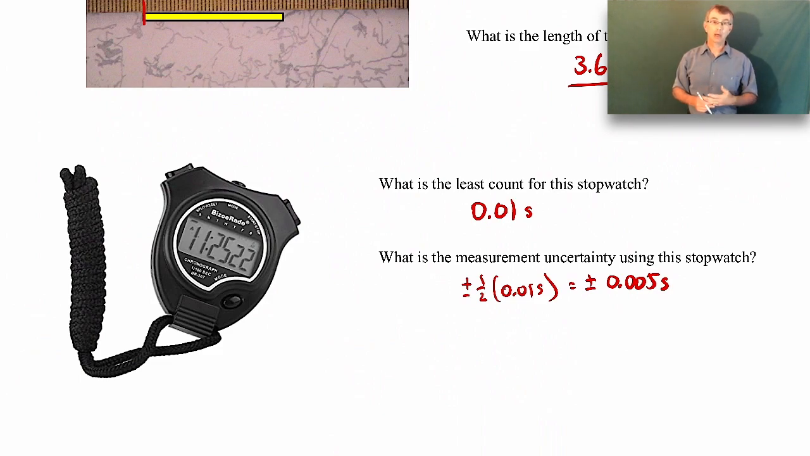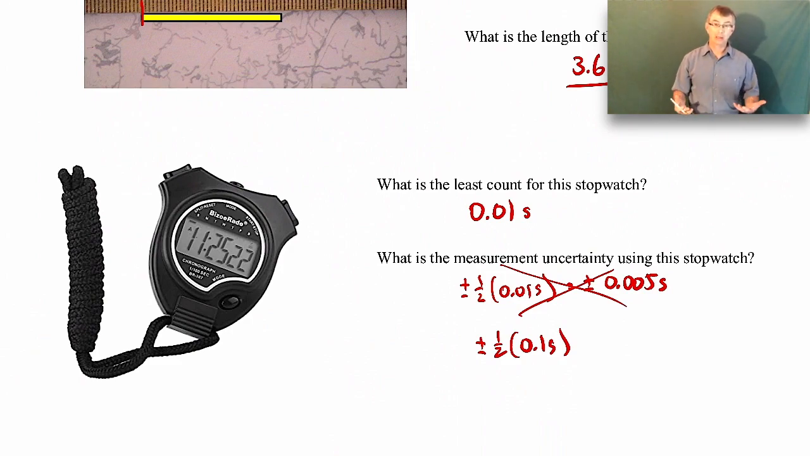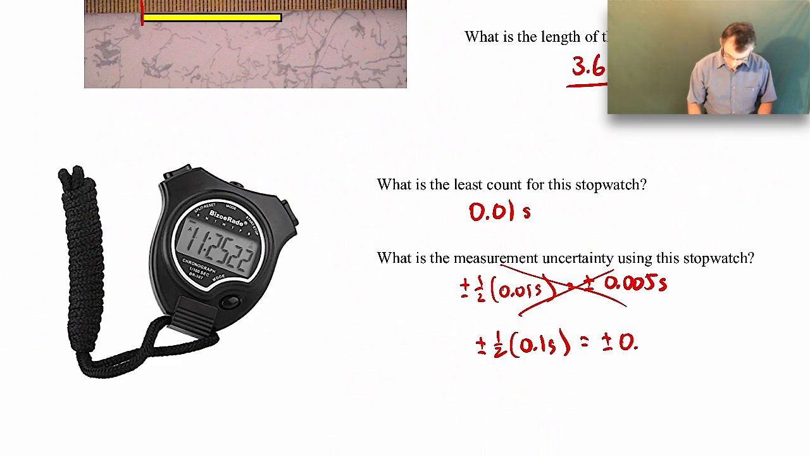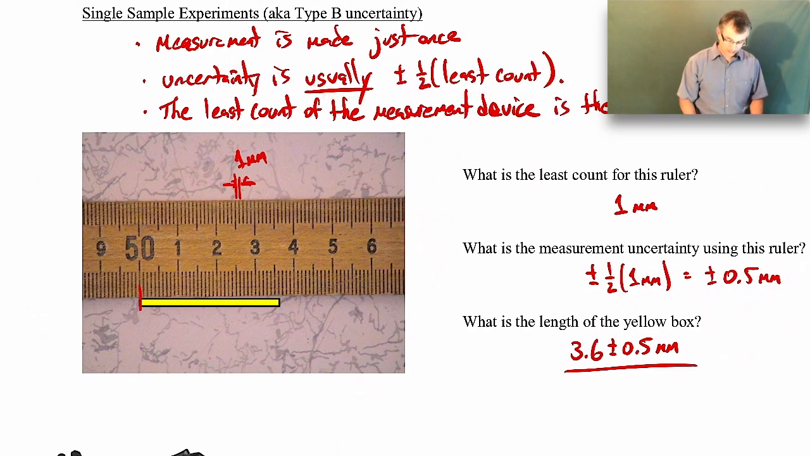So when you use that stopwatch, the real least count is about 1/10 of a second. It's not what the instrument can do, it's what you as the operator can do using that instrument. So this is not the right measure of the uncertainty. The uncertainty would be plus or minus 0.1 seconds, because you're only able to do it to about a 1/10 of a second. So our uncertainty really should be plus or minus 0.05 seconds. So this again goes back to this idea of the uncertainty is usually plus or minus 1/2 the least count.